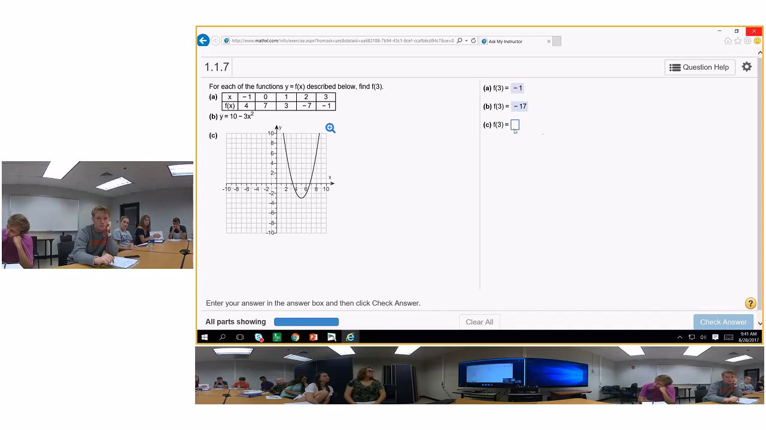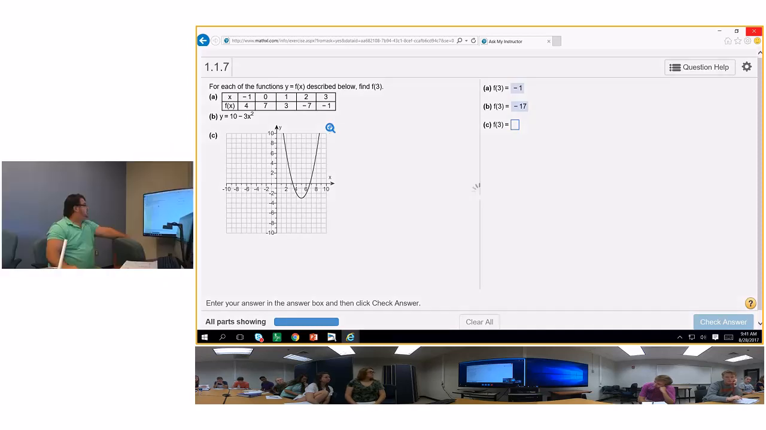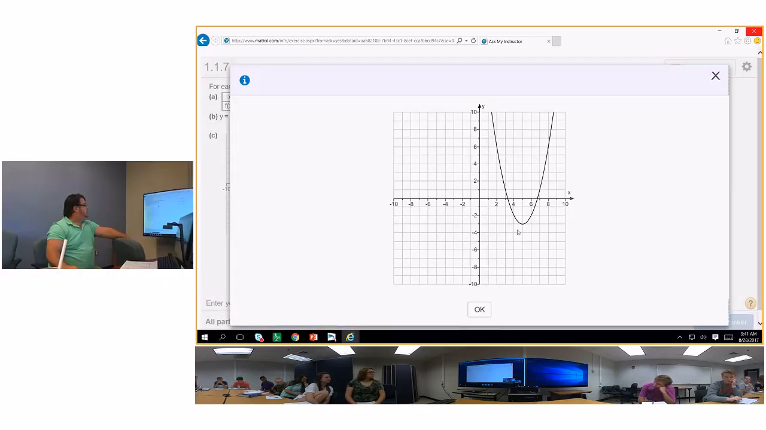Next one, f of 3. I'm gonna hit 3 right here. Let's zoom it in. There's 3 right here. 3 is equal to what? 1. 1.